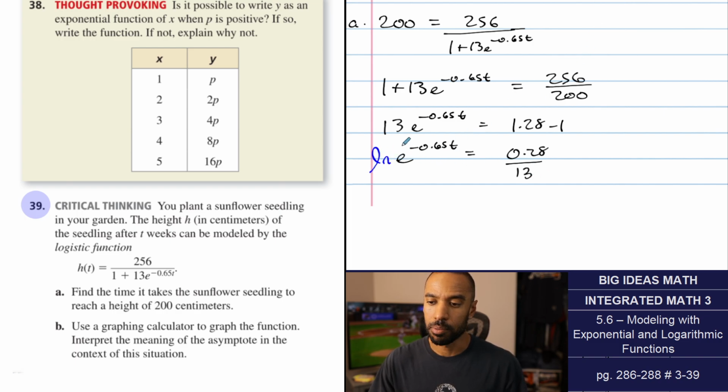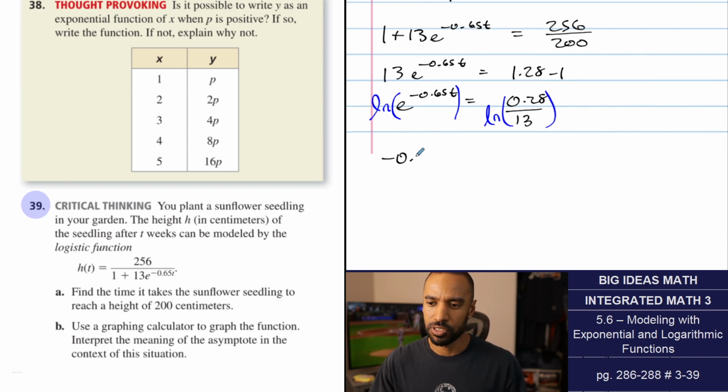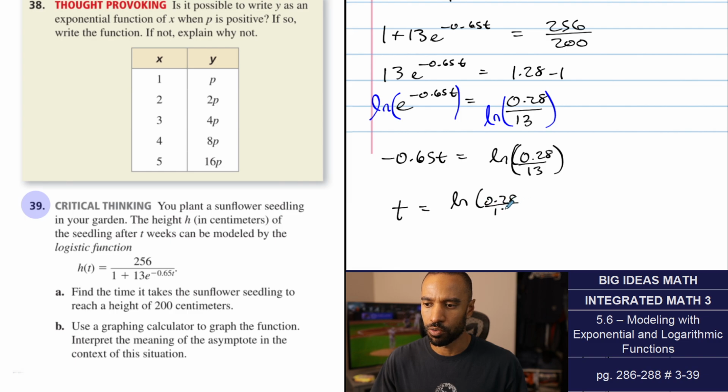I can natural log both sides. And this will give me negative 0.65t equals natural log of that. If you would like to write them separately, it's natural log of... I'll keep them together. I don't want to get clever here. And then we'll divide both sides by negative 0.65. So t is natural log of 0.28 over 13, all divided by negative 0.65.